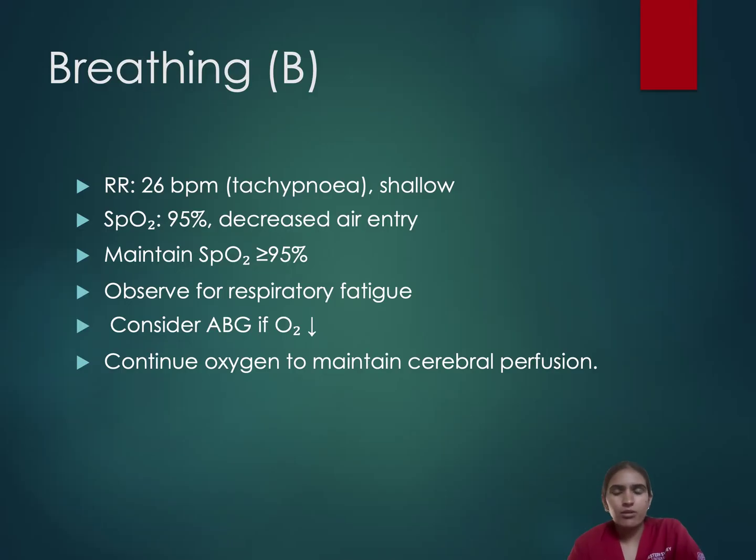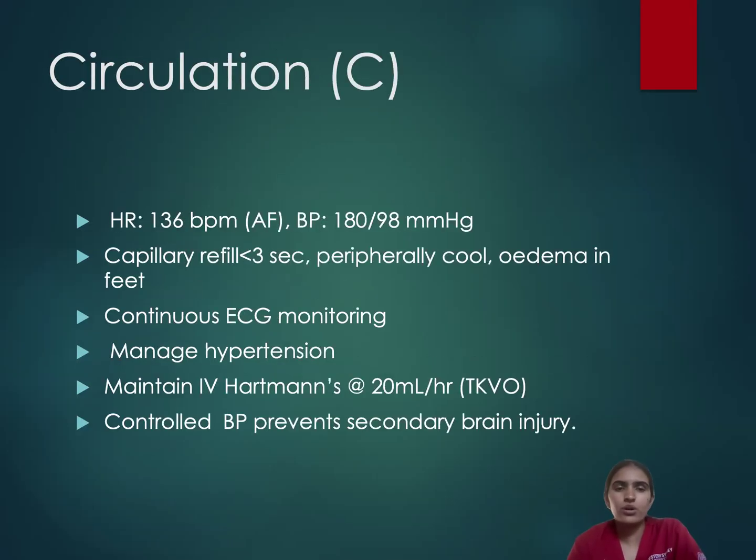So the nurses are advised to persist with oxygenation monitoring. Respiratory distress and arterial blood gas is recommended when her saturation is low. Oxygen saturation should not be reduced to less than 95% to minimize ischemic injury. In case of low respiratory rate, they should call the rapid response team immediately. Now let's have a look at circulation.